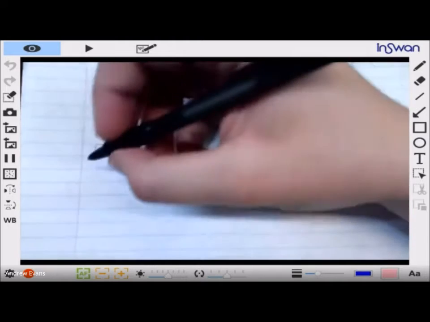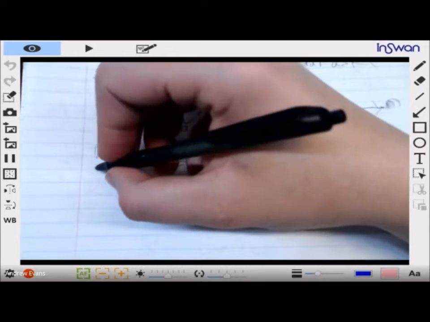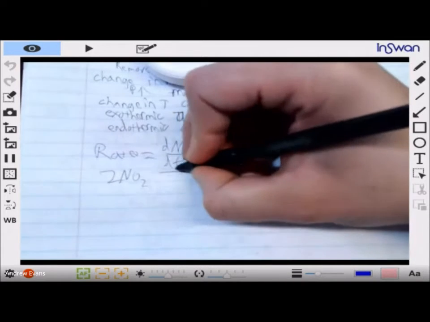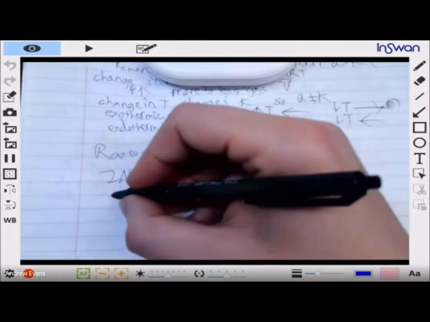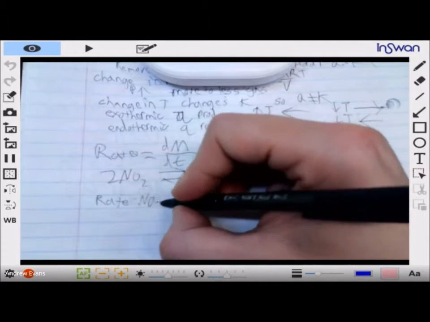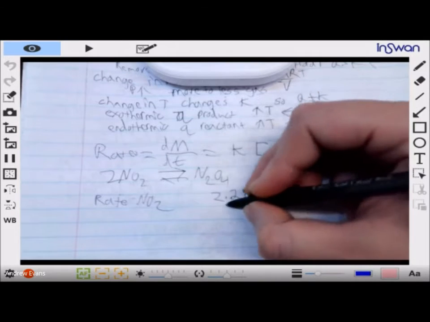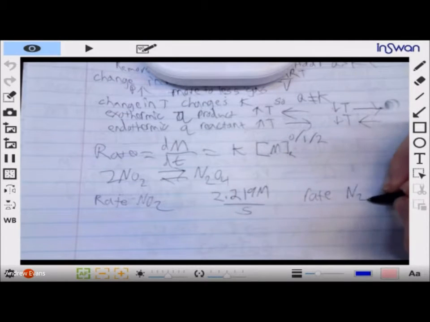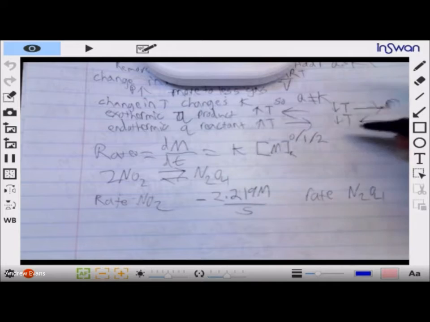But first thing we can do is a real simple thing where we compare the rates. If I have NO2 goes to N2O4, and I look at the rate, if the rate of NO2 is equal to 2.219 molarity per second, what would the rate of N2O4 formation be? If the rate of decrease of NO2 is 2.219 molarity per second, what is the rate of N2O4?